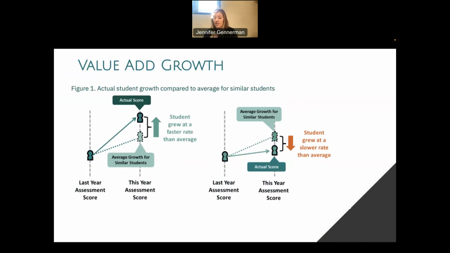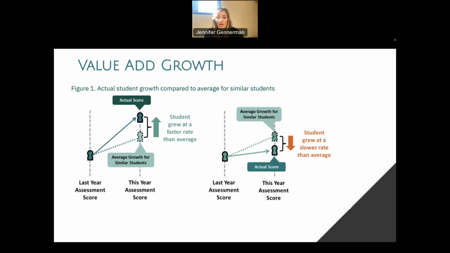Let's look at the figure on the left. Value add growth looks at the calculation of student growth compared to average or similar students. Starting with last year's assessment scores, identifying what average growth for similar students has been. When the student's actual performance is higher than the average growth, a student grew at a faster rate than average, which is what they call value add growth.